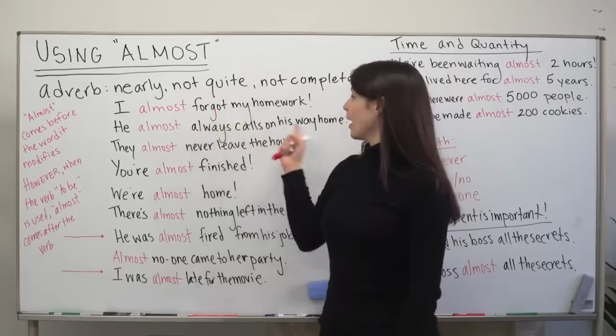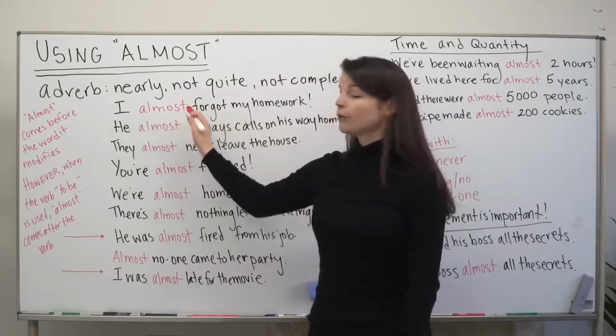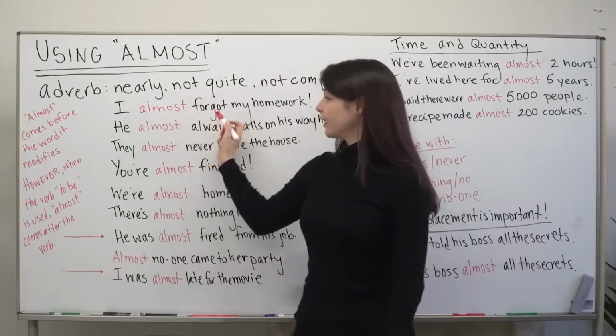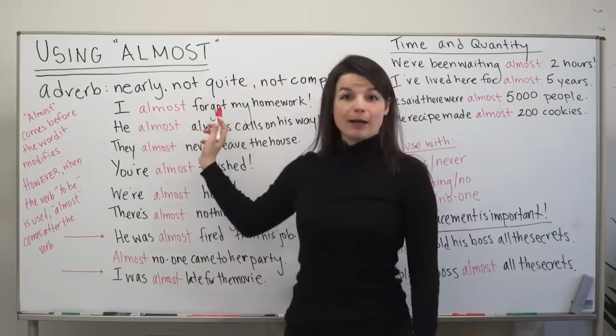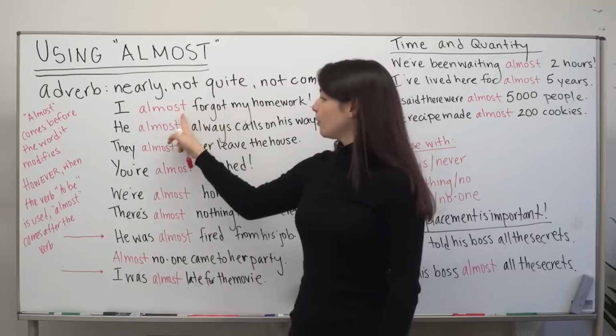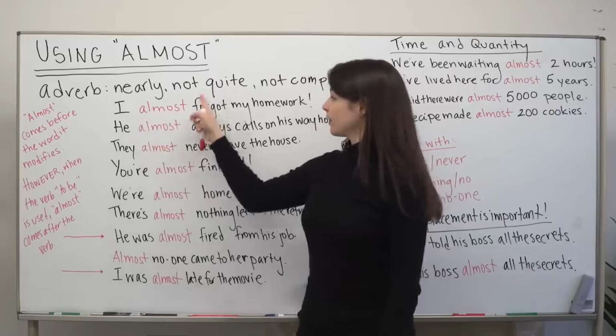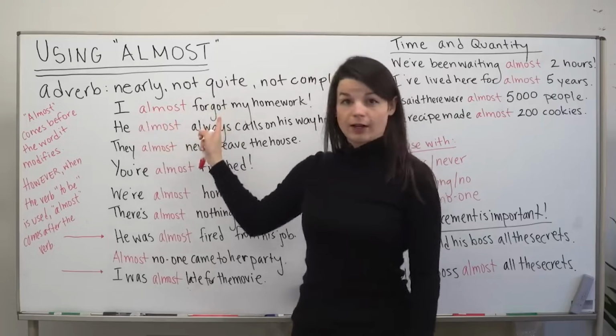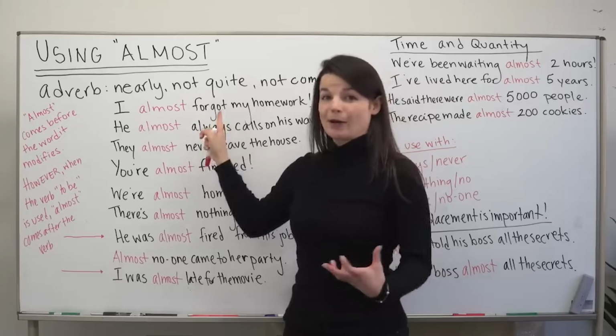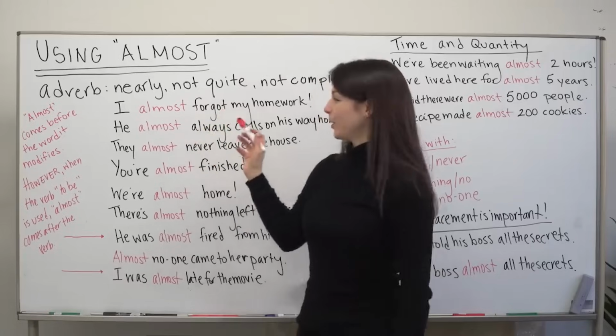I almost forgot my homework. So here almost comes before the verb forgot in this case, meaning I nearly forgot my homework. So the word almost, like I said, should come before the word it modifies. So here it's modifying the word forgot. So I nearly forgot my homework. I was very close to forgetting my homework.